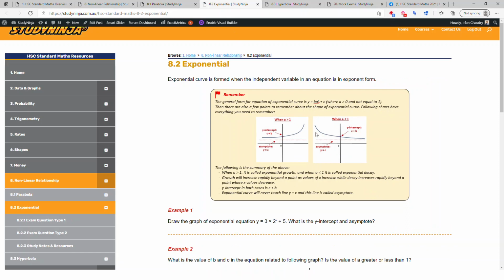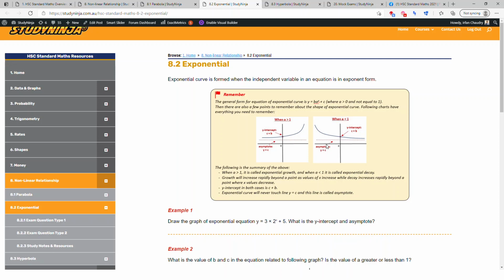Exponential, similarly, we have different properties here. The exponential equation is written like this: y = b·a^x + c. Again, depending on the value of a, the curve would look different. If a is greater than 1, then it's going to be going upward. If a is less than 1, then it's going to be going downwards like this.